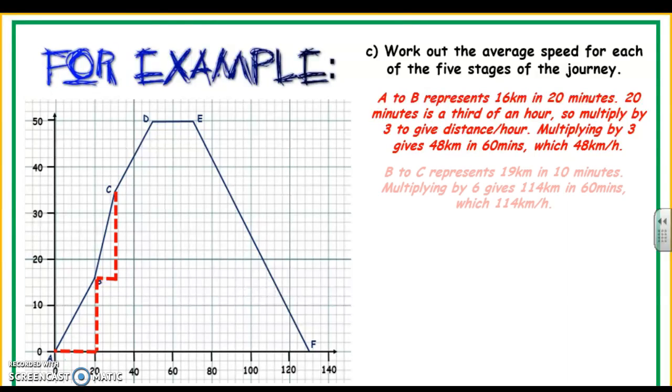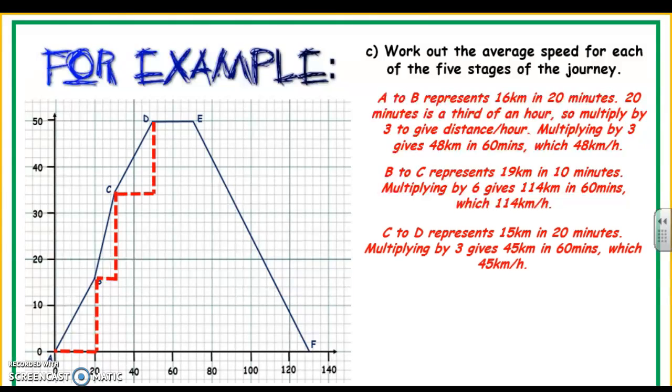Okay, next one. We do 19 kilometers in 10 minutes. We want to multiply by 6 because I've got 10 out of 60, so 1 out of 6. If I divide by 1/6, that's the same as multiplying by 6. That gives us our next speed. Last one, we've got 15 kilometers in 20 minutes. Again, we're going to multiply by 3 because I've got 1 out of 3. Dividing by a third is the same as multiplying by 3, which gives us 45 kilometers per hour.